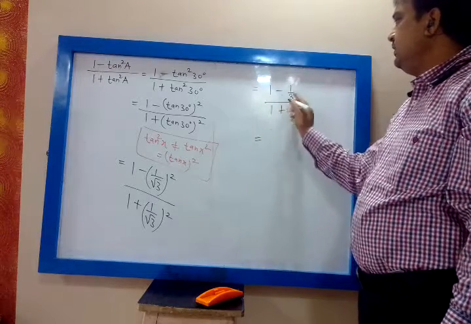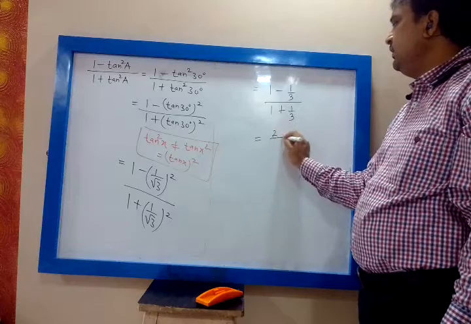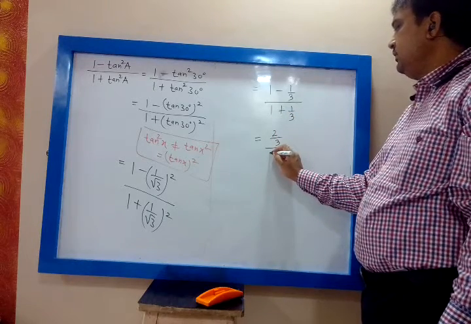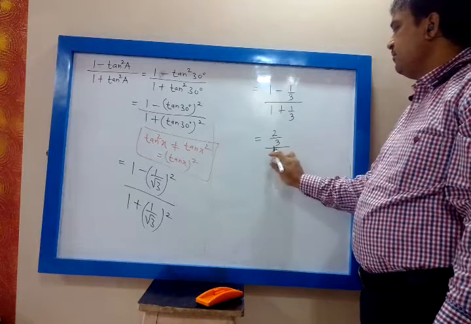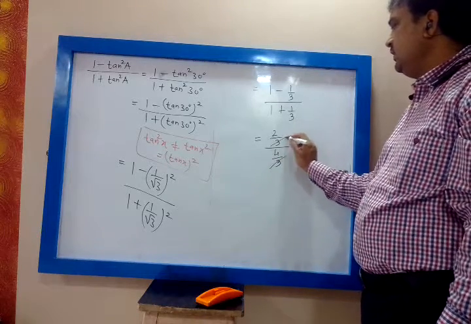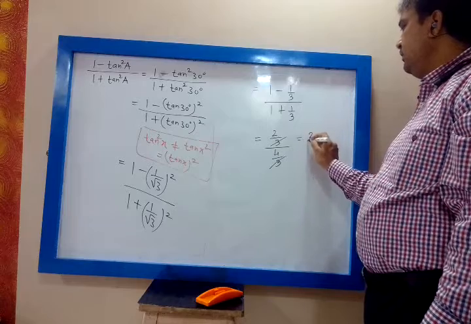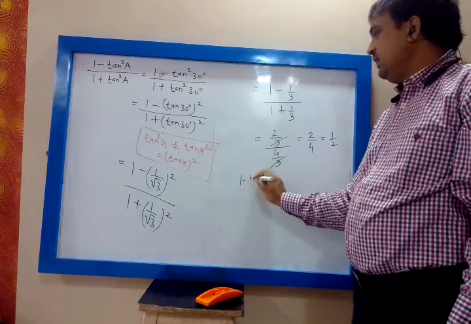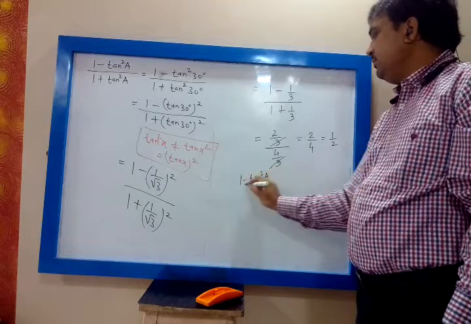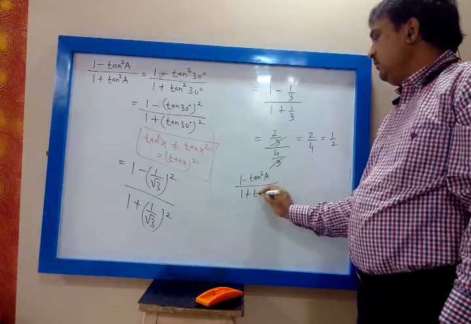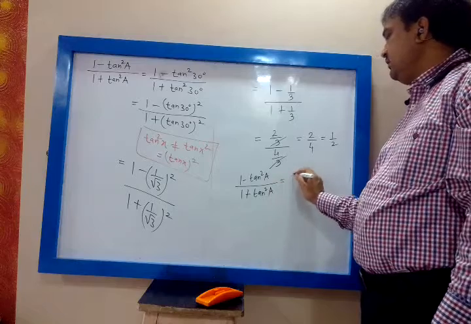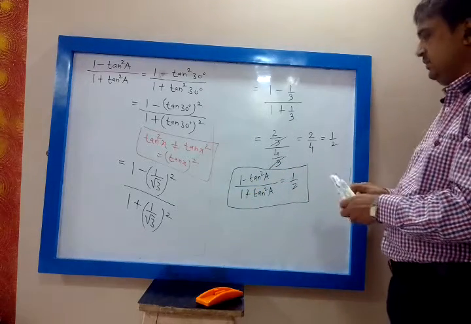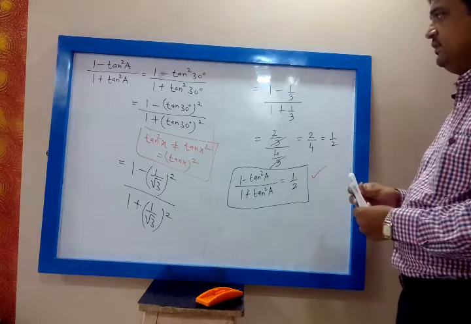So take LCM as 3. 3 minus 1, 2 by 3 upon 3 plus 1, 4 by 3. 3 gets cancelled. That is 2 by 4, which is 1 by 2. So finally 1 minus tan square A upon 1 plus tan square A value is also 1 by 2. So all these three are having the same value, 1 by 2, and therefore they are equal.